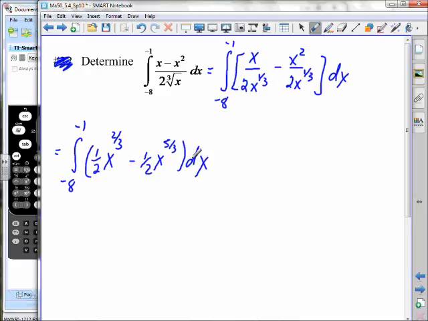Okay, I'm still not ready because I haven't taken the antiderivative yet. But here we go. This is going to be 1/2, and this will be, let's see, x to the 2/3 plus 3/3 is 5/3, divided by 5/3, minus 1/2 x to the 5/3 and 1 would be 8/3, divided by 8/3.